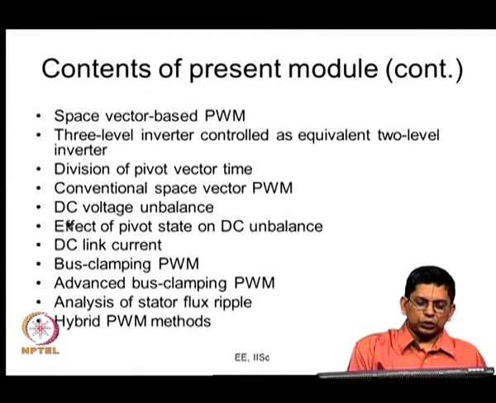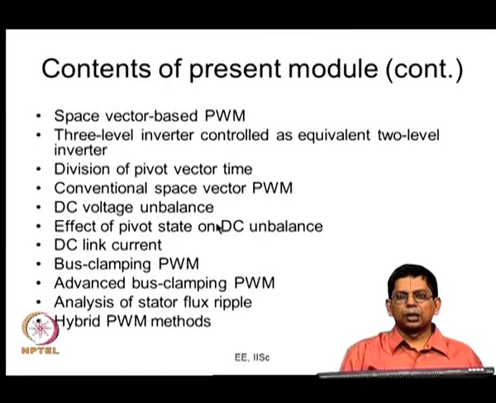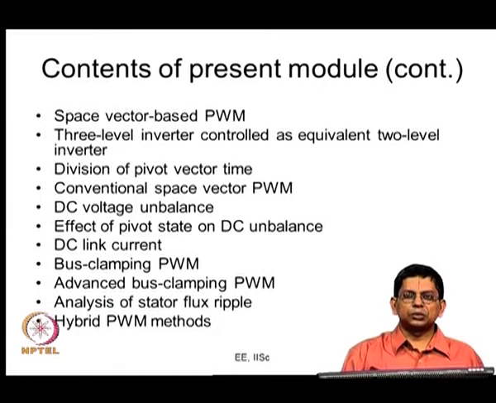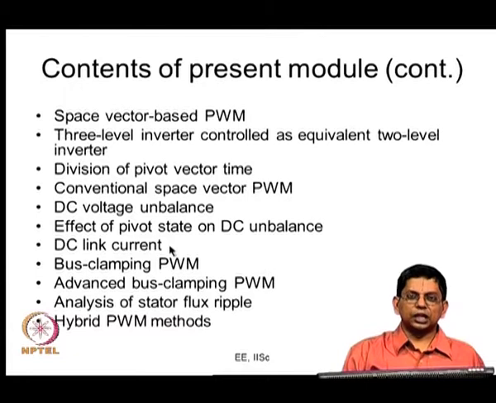And there is one other issue, which is DC voltage unbalance. We may not have a very long discussion on that, but we will briefly see why there is a DC voltage unbalance in the context of a 3 level inverter and how that could possibly be handled. Then, again, DC link current: we would quickly look at how we can extend our knowledge of calculation of DC link current from the 2 level to the 3 level case.